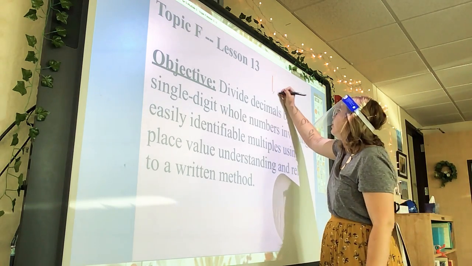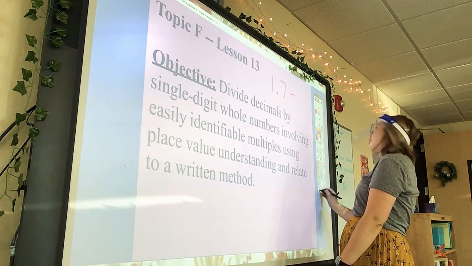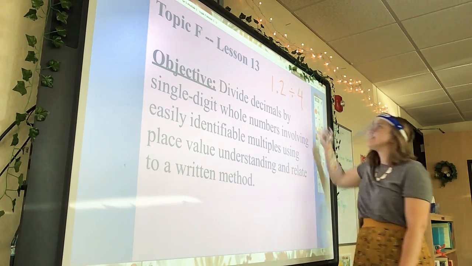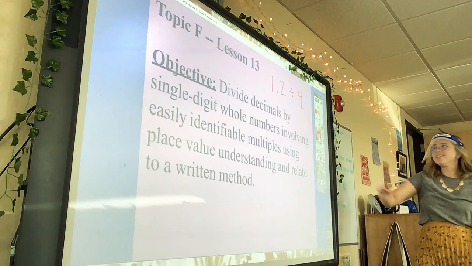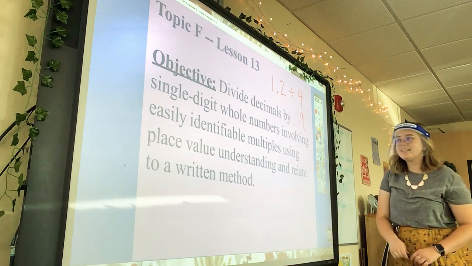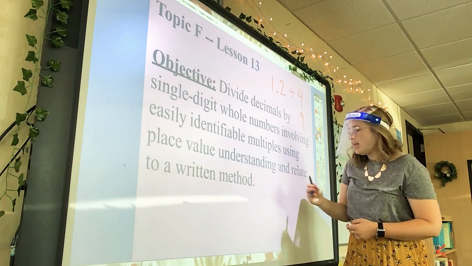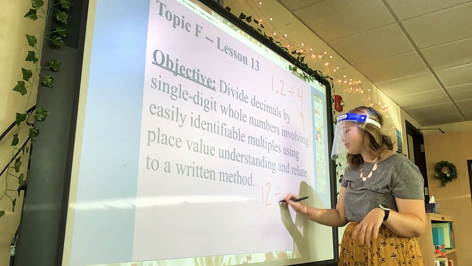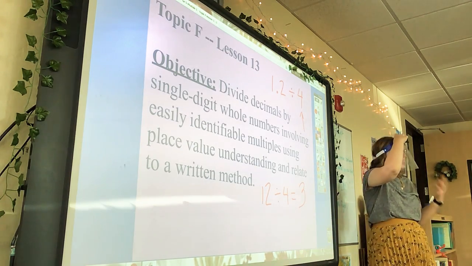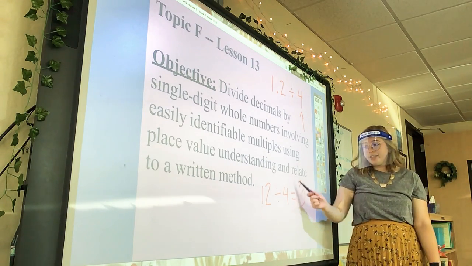So that looks like 1.7 divided by, well, that's a bad example. Hold up. 1.2 divided by 4, right? Things like that, okay? So it's by a single-digit whole number, which is right there, involving easily identifiable multiples, okay? So, which means we're going to find, kind of like if you think of just a regular division problem, 12 divided by 4 equals 3. So, identifiable multiples are 3 times 4 is 12, right?